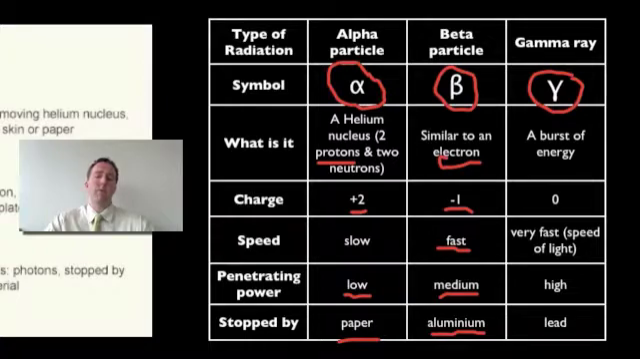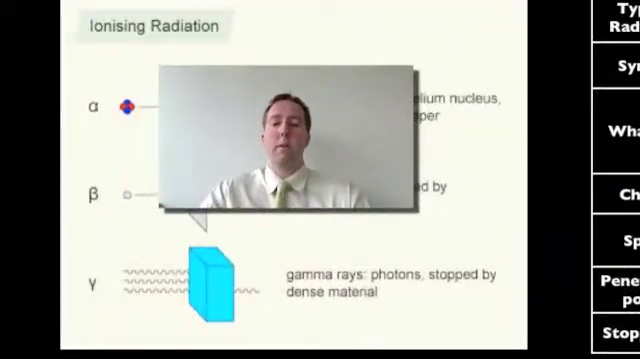So they're beta particles. And gamma rays are the most dangerous radiation of all. It's just like a burst of energy. No charge. They travel at the speed of light, really fast. They have a very high penetrating power. They would zip through your body, and possibly mutate your DNA if they struck some of it. And the only thing that can stop a gamma ray is a fairly chunky sheet of lead, so really dense material.